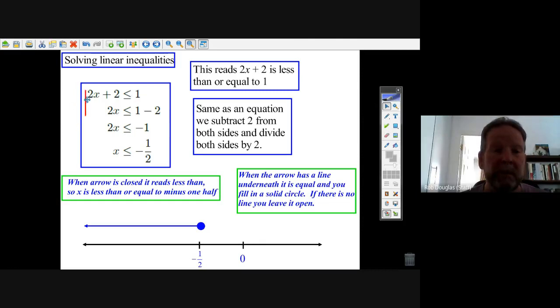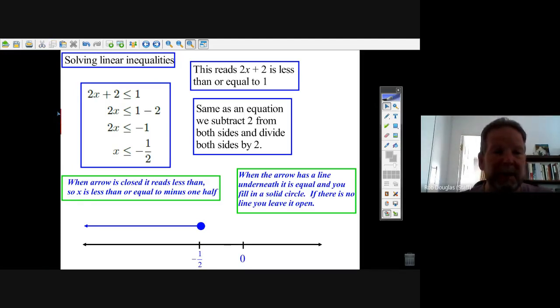What you do is you start from one side, say the left side. If it's closed like that, like a point, it means less than. If it's open, say you come from the right side, it means 1 is greater than or equal to 2x plus 2. 2x plus 2 is less than or equal to 1. That's how you read the inequality.